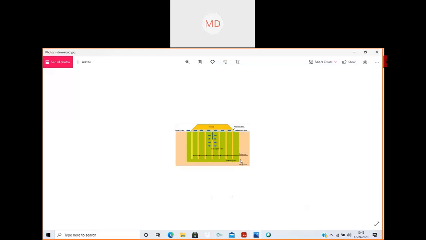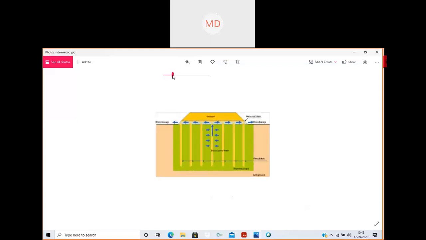So here you see this is the installation of vertical drain, sand drain. These are the sand drains, installed vertically. Then this portion where blue arrows are shown, this is the sand blanket layer. Above this preload is put. This is the preload. And if we put more load above this preload, that load will be called surcharge. In this case there is no surcharge.